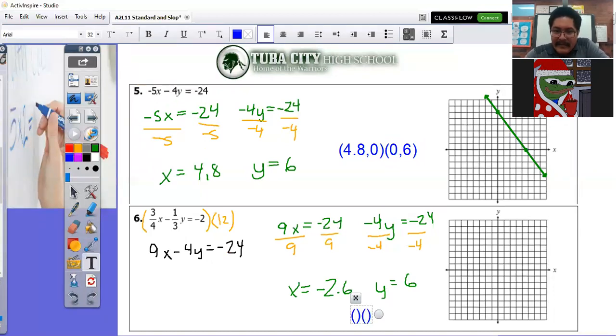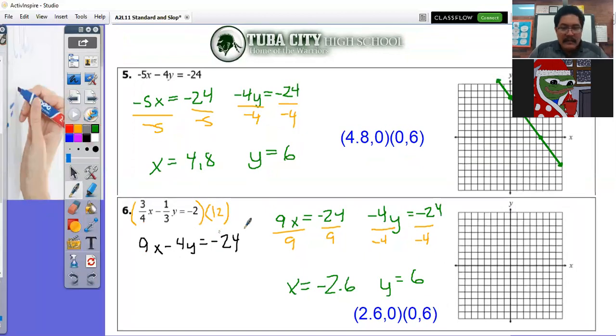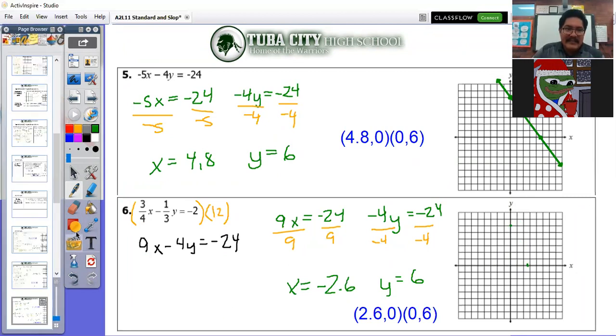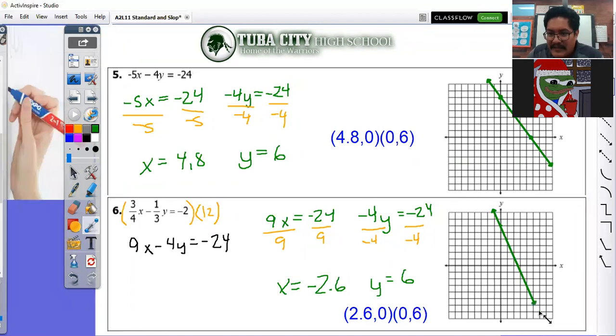And I'm going to type out my ordered pairs again, just so it doesn't come out to be anything weird, because this one has a comma and the decimal. So there you go. I wrote out my ordered pair here. So over 2.6, up 6. Sorry, it's a little bit smaller on my screen, and it's probably small on your screen too. But as long as you follow those, you should be able to get them.